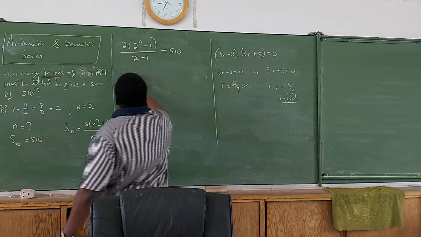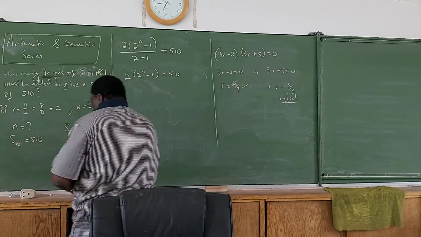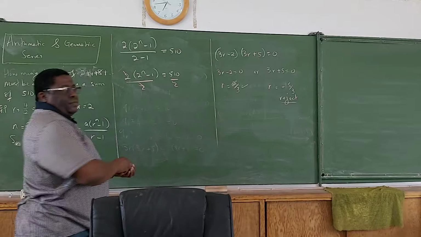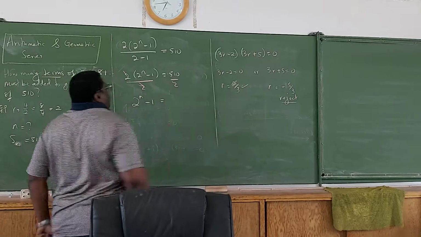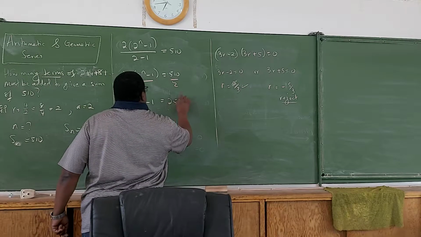Well, this answer here becomes 1. So you can divide 2 out by 2, right? So you have 2 raised to the power n minus 1 equals 255. You with me? Yes, sir.